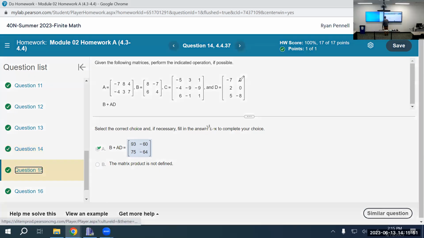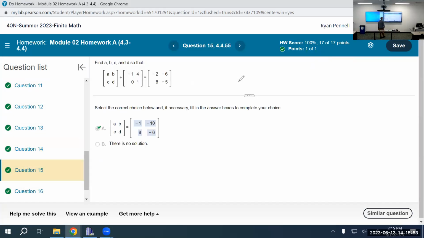Any more word problems? This is a good one. It says the entries A, B, C, D plus another matrix equals this matrix. Figure out what those entries must be. Could be a little confusing. Let's take a look. All right. So remember with matrix addition, we're just adding entry for entry. Entry for entry. Right? Okay.